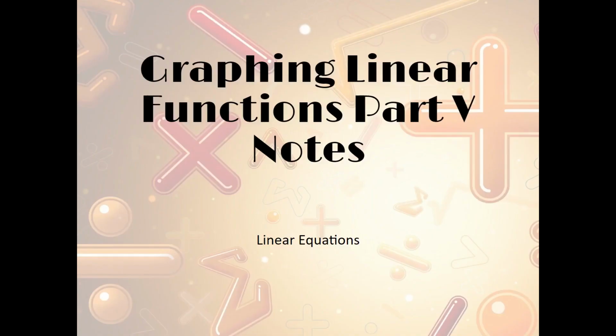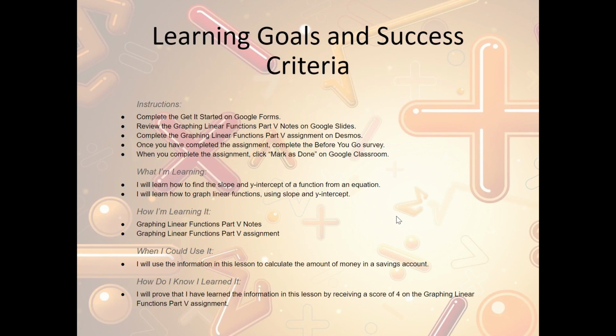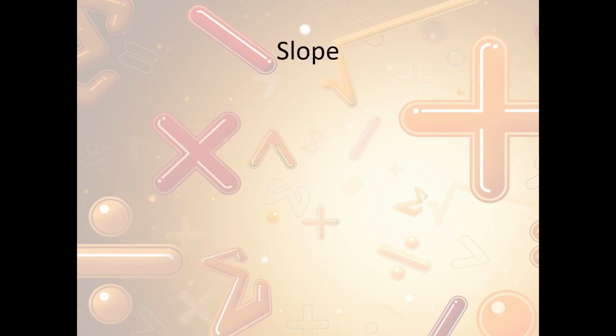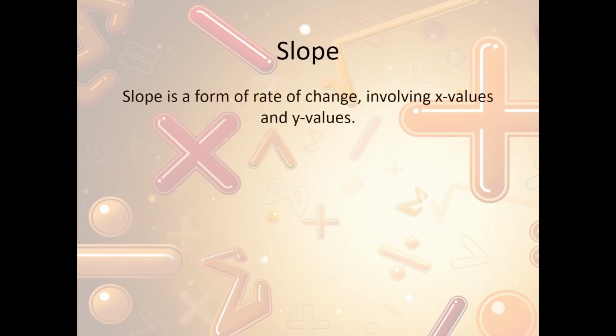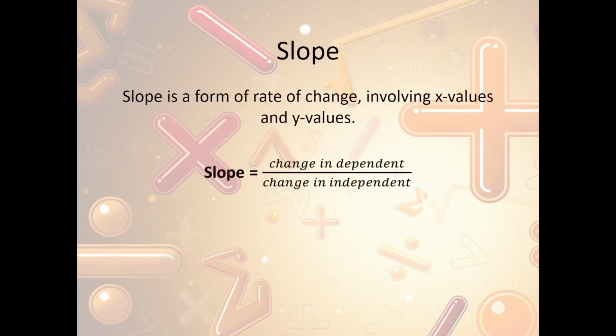Let's take a look at the Graphing Linear Functions Part 5 notes. The notes begin with the learning goals and success criteria. Now let's talk about slope. What is slope? Slope is a rate of change involving x values and y values. Slope is known as the change in the dependent variable over the change in the independent variable. Now what does that really mean? That really means that slope is the change in the y values over the change in the x values. So it's always y over x.